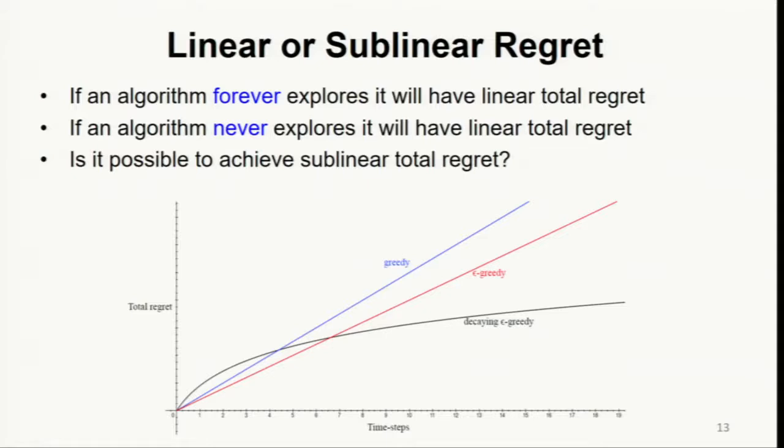If the algorithm forever explores, it will have linear total regret. If the algorithm never explores, it will have linear total regret too. Now, what we want to do is choose sublinear total regret. This is greedy, this is epsilon-greedy, and this is decaying epsilon-greedy. Now I'm going to show you these three.